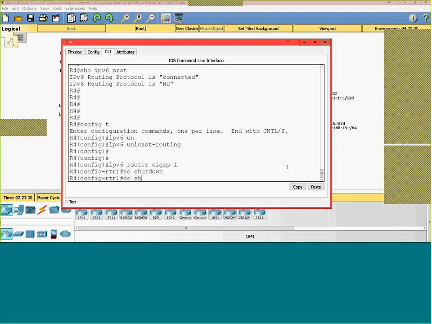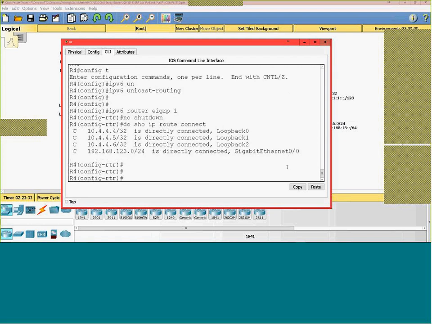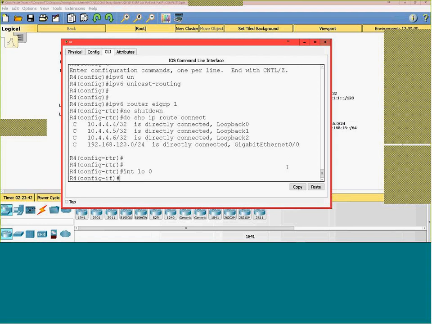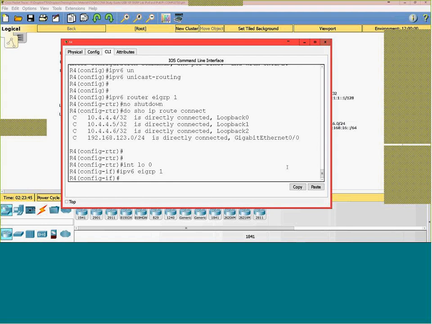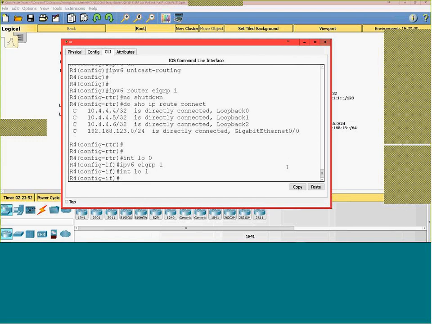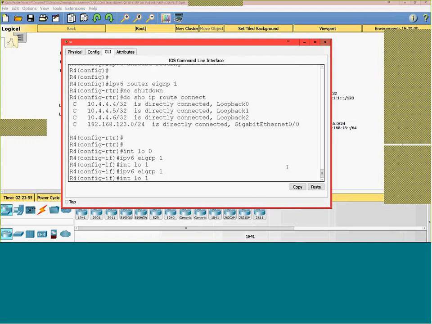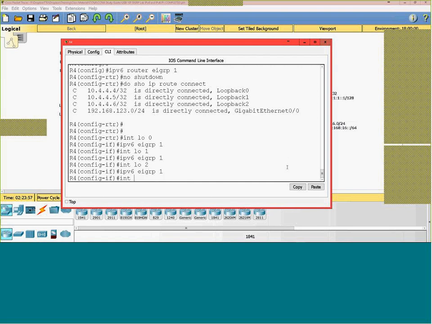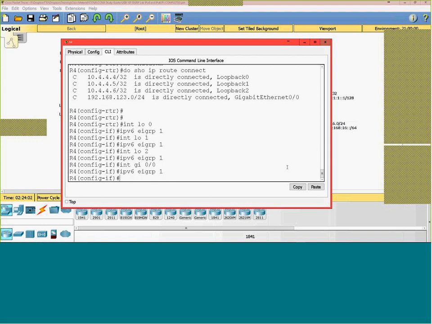Then I'm going to do a quick show IP route connected because I want to see which interfaces now are in my router. Because remember, in IPv6, we don't use network statements. We go into the interfaces and we say IPv6 EIGRP and the autonomous system number, and that enables the protocol on the interface. I'm going to go into Loopback 1, do the same thing, go into Loopback 2, do the same thing, and go into 0/0 and do the same thing.